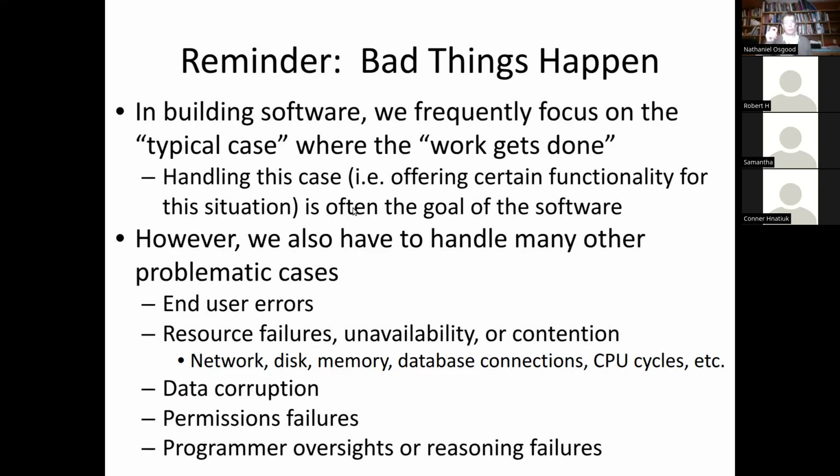Now, just to list a few types of examples, there's end user errors. Problems where resources that we count on, be it networks, memory, database connection, disks, or indeed good access to CPU resources, don't hold up. They're unavailable. There are failures like network failure or disk failure, disconnection from a database, or they're in contention. There's much other demand for a CPU or for a network or for a disk, and things go much slower than expected.